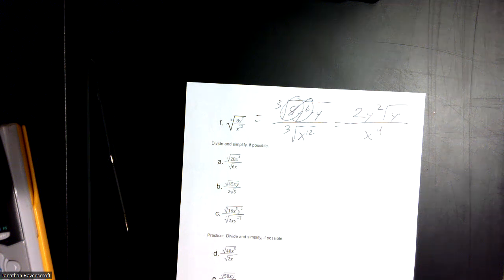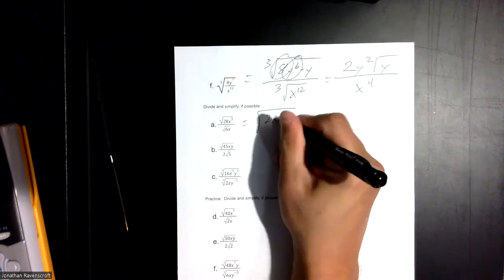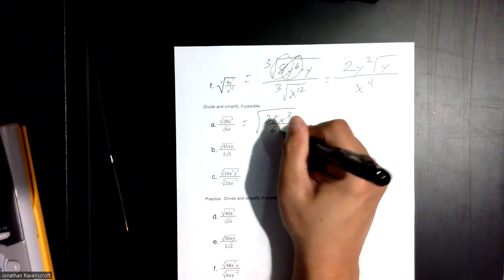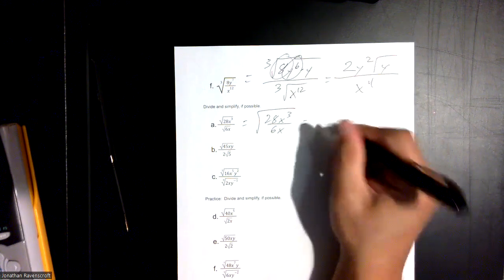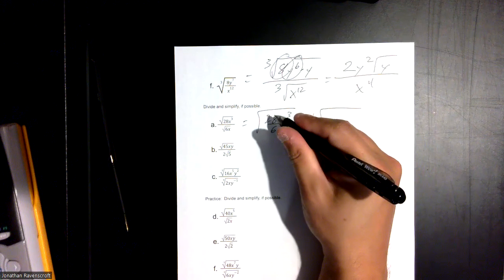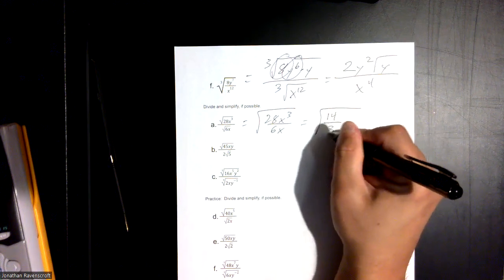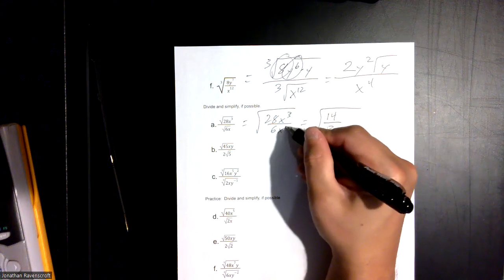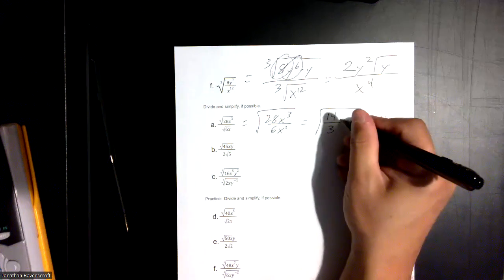Now for the rest of the problems, we're simply working in reverse. We have two separate radicals, which will condense into one. So here I can say this is the square root of 28 over x cubed over 6x. And then just treat it like a ratio or a fraction, simplify. Divide these by 2, that's 14 over 3. 3 here, 1 here, 3 minus 1 is x squared.